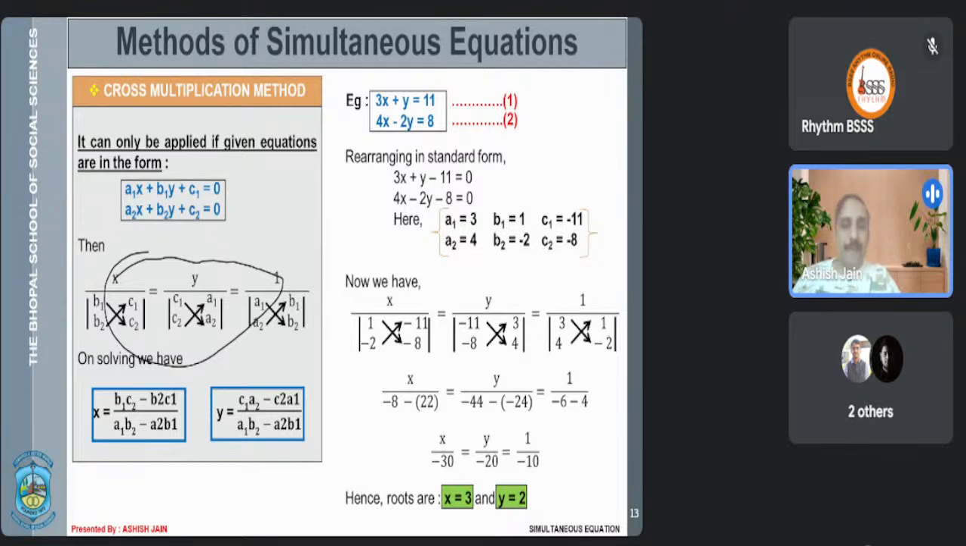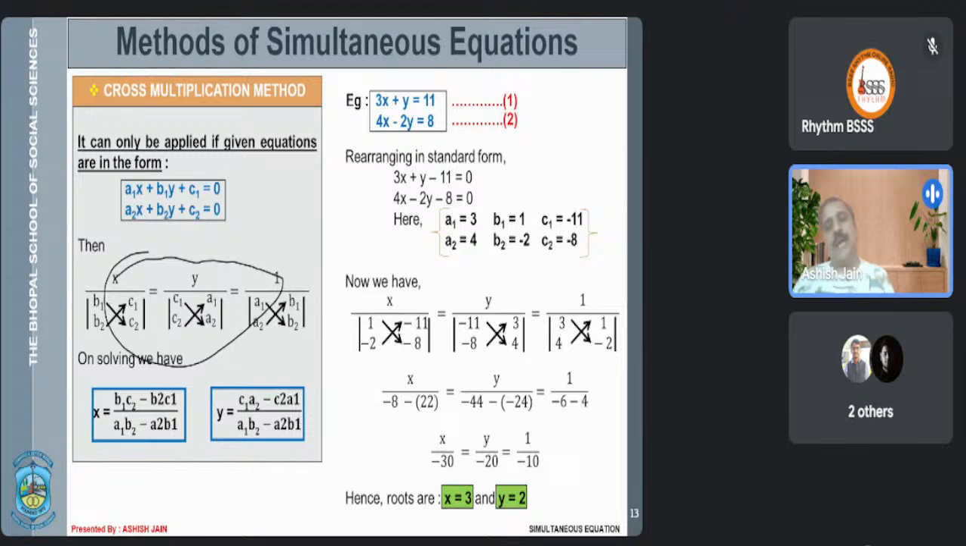So it's C1 A1 multiplied by C2 A2. C2 A1, sorry. So we have written here minus of 11 into minus of 4, it is minus of 44. Put a minus sign. Minus of 8 into 3 is minus 24. Similarly, 1 upon, what will come? A1, A2, B1, B2. So it's A1 into B2. So it's 3 into minus 2, it's minus of 6. Minus of 4 into 1, that is 4.